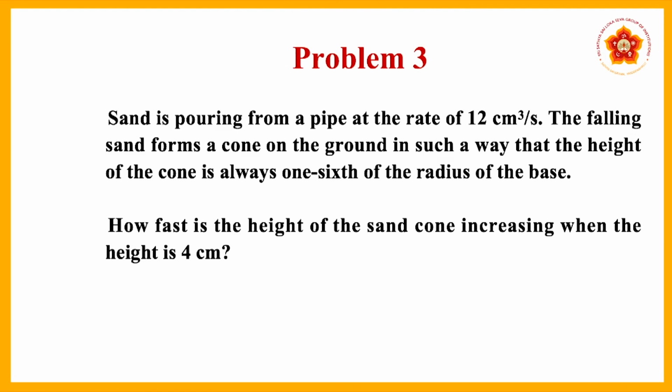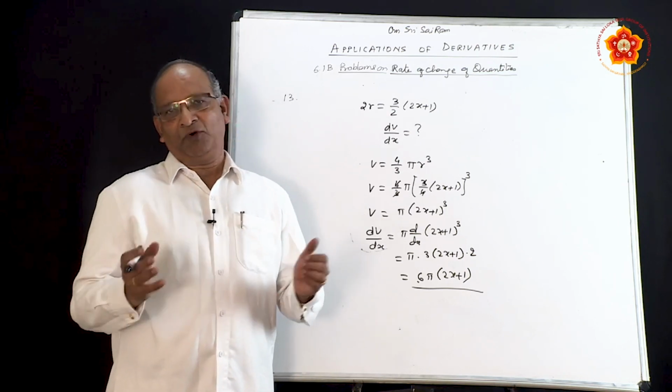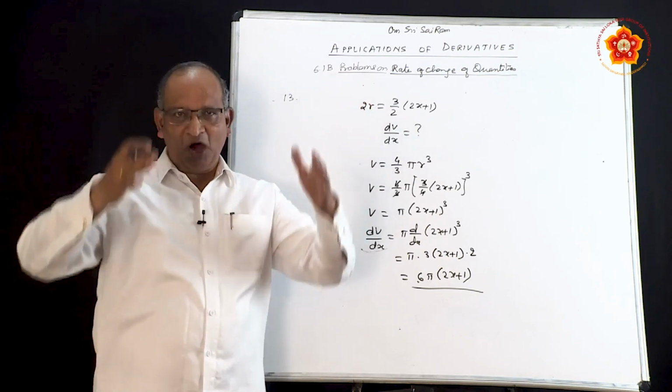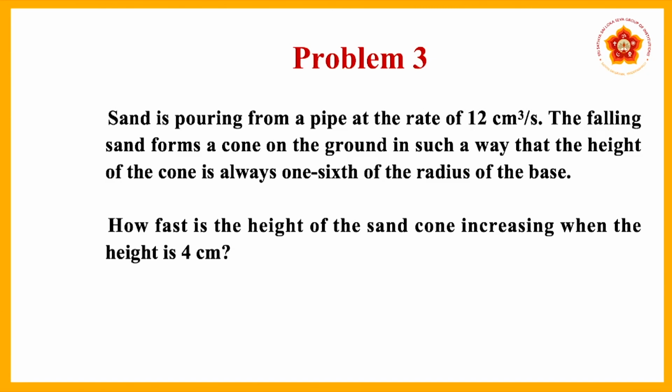Sand is pouring from a pipe at the rate of 12 centimeter cube per second. The falling sand forms a cone on the ground in such a way that the height of the cone is always 1/6 of the radius of the base. Very interesting problem. Please pay attention. Remember your childhood when you were playing with sand in the open grounds, and when you pour the sand holding some vessel, when it falls, it forms a cone. So, it is similar to that situation. Sand is pouring from a pipe at the rate of 12 centimeter cube per second.